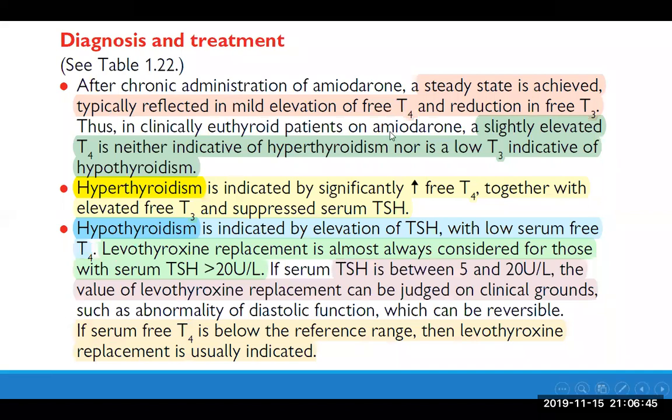Treatment, of course, as we mentioned previously, steady achieved slightly elevated T4. This is how to manage hypothyroidism. If TSH is more than 20, you must treat. If there is overt hypothyroidism, we must treat.